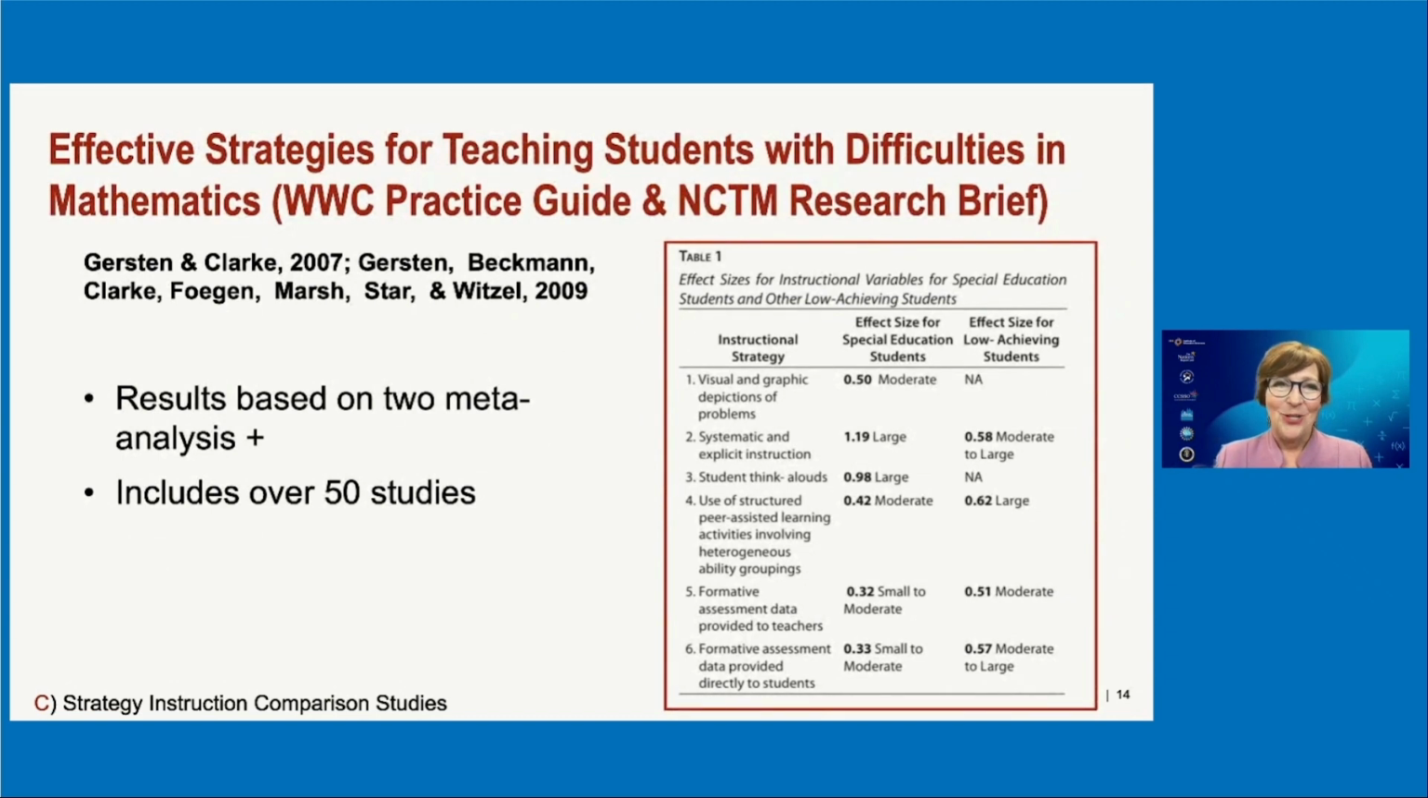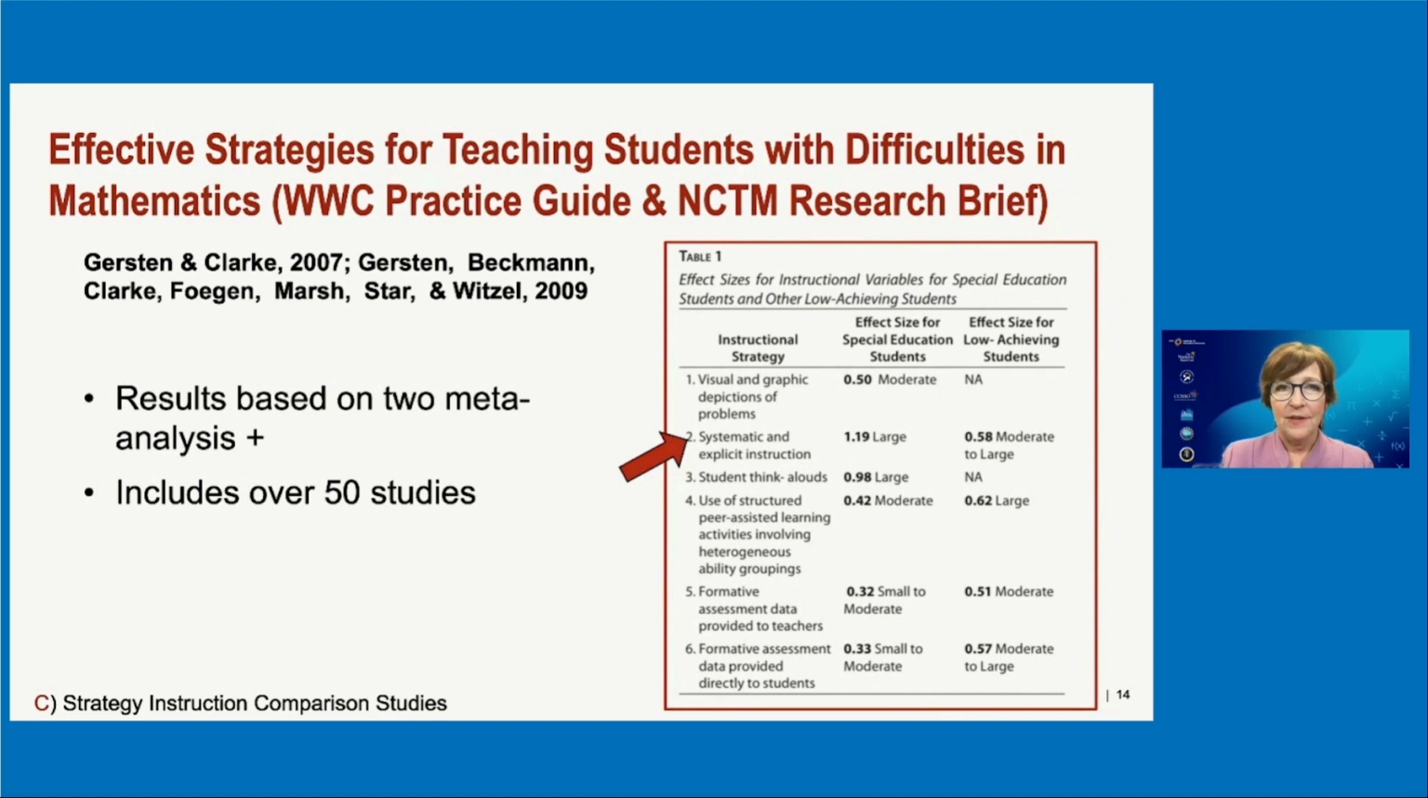So that takes us to research synthesis, meta-analyses. This is a What Works Clearinghouse Practice Guide, which was also summarized as an NCTM research brief. You can see the large effects for systematic, explicit instruction. I want to be clear that this is well grounded in the research, not just the couple of results I've shared.